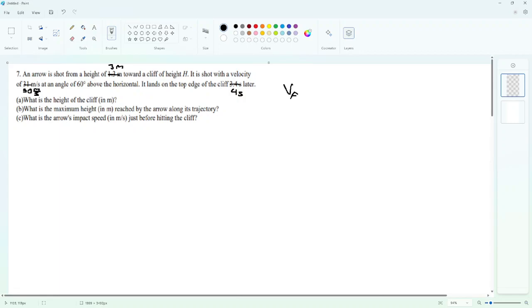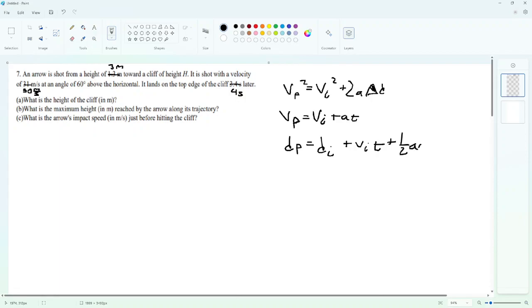Velocity final squared is equal to velocity initial squared plus 2 acceleration change in distance. Velocity final is equal to velocity initial plus acceleration times time. And lastly, the distance final is equal to distance initial plus velocity initial times time plus 1/2 acceleration times time squared.